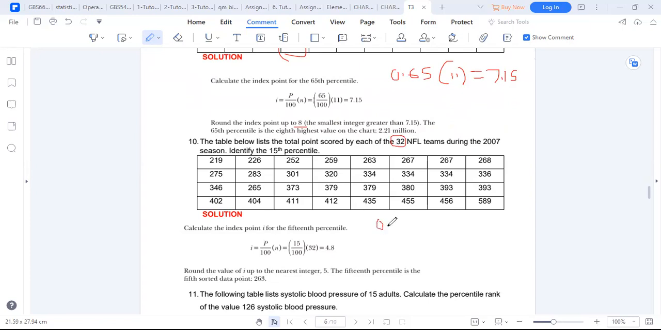So just calculate 0.15 times what? 32. We're going to get 4.8. So whatever decimal you have, you round up. So you're looking for the 5th term.